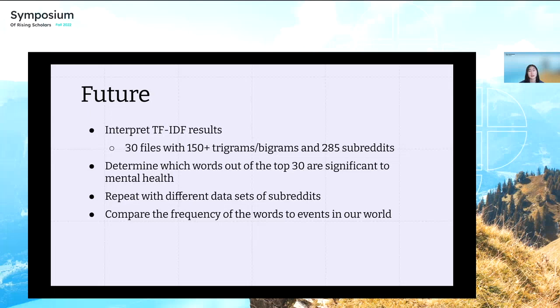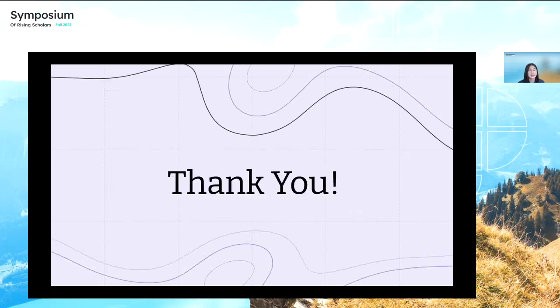And then I hope to repeat this same process with different data sets of subreddits, because the data set that I did download only had about 5 mental health related subreddits in it. So I do want to download some other data sets to test this out and see how the most common words differ amongst those different data sets. And then I hope to compare the frequency of those top 30 words to events in our world, and see whether or not the frequency of the top 30 words changes as different world events happen, such as natural disasters or the pandemic that we just experienced. Thank you so much for listening.